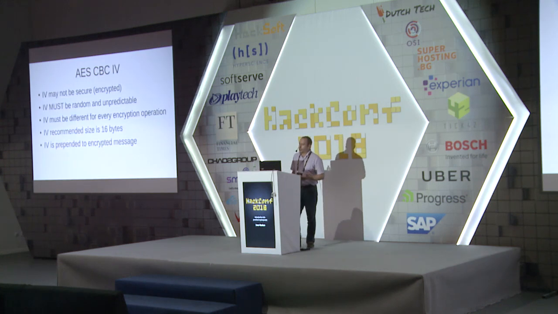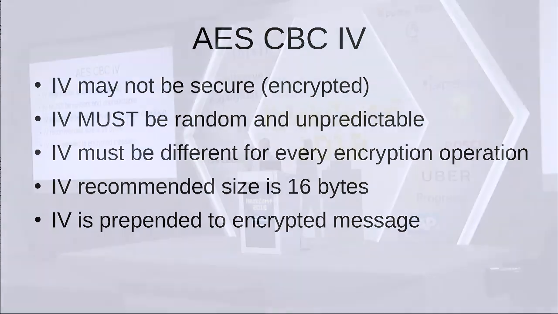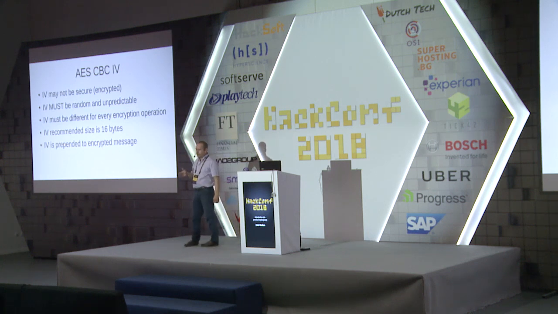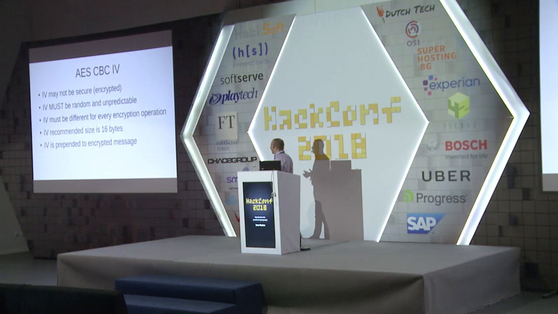So what are the characteristics of the IV? It's not necessary for it to be secret. I mean, you don't have to encrypt it or stuff like that. But the most important thing about the IV is that it must be random and unpredictable. This is the trickiest part. And you must generate a completely new IV every time that you're doing encryption. It doesn't matter if you are using the same key and the same message. When you do encryption using AES CBC, you always generate a completely random IV. And the recommended size of this is 16 bytes, not bits, bytes.